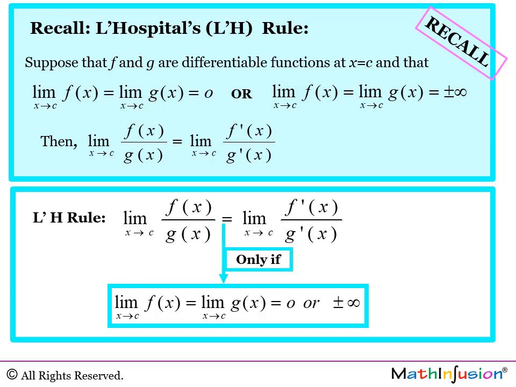x approaches c is 0, or the limit of f and g when x approaches c is any combination of plus minus infinity. Then limit of f(x) over g(x) when x approaches c equals the limit of the derivative of f over the derivative of g when x approaches c. We also have written the shortcut of L'Hôpital's rule.